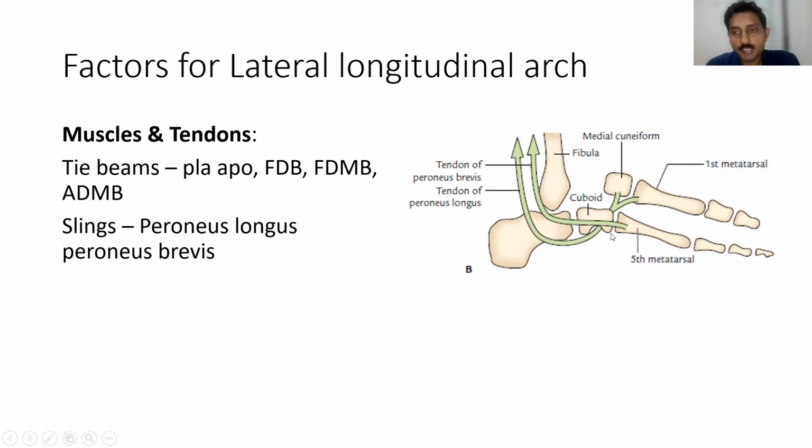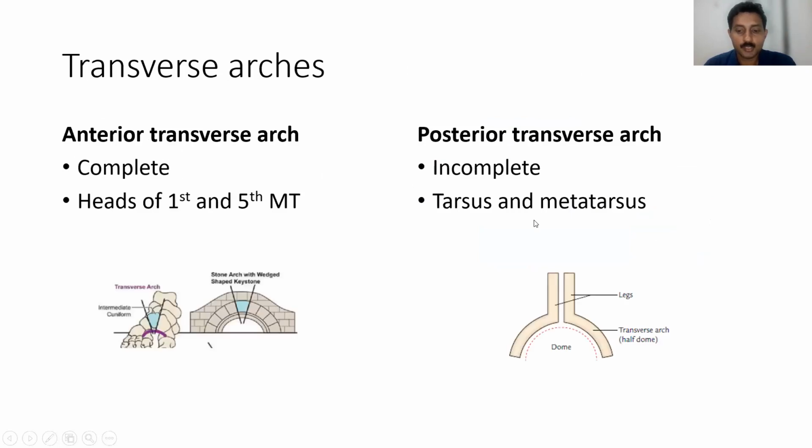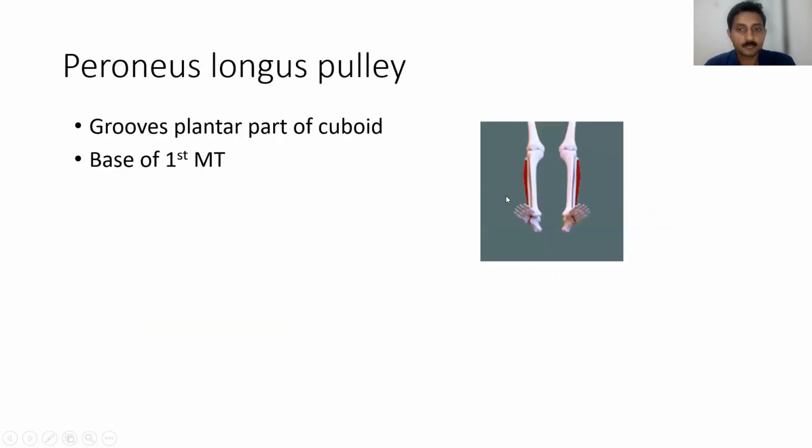What is the keystone of the lateral arch? The cuboid bone. So that is held in position by the peroneus longus and peroneus brevis, which act like a sling for the lateral arch. You can see here in this picture the peroneus longus pulley. The peroneus longus, especially this longus muscle, will come to the medial side. So this is acting like a pulley and attaches to the base of the first metatarsal. That is the peroneus longus muscle.